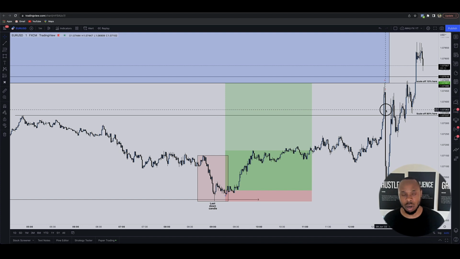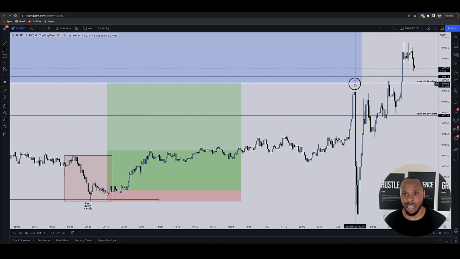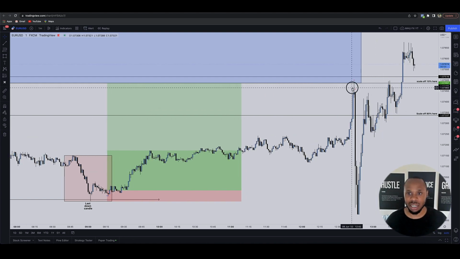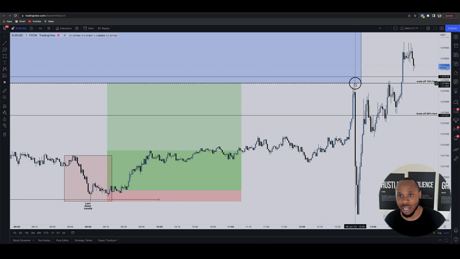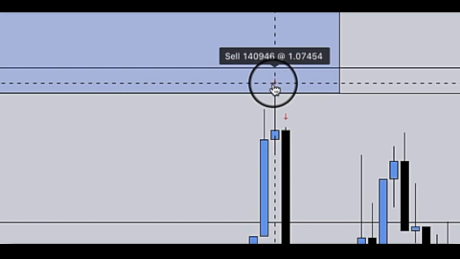And I had to get out my camera because I wanted to record it so you guys could see it. And I had to bring out my laptop, record and everything else. Price was literally dancing around here, so I was meant to take off the extra 10%. It was happening so fast that I didn't even realize price was up here. So when I got up here, this is where I scaled off, I believe, 80%. So I scaled off 80% at 1.0745.